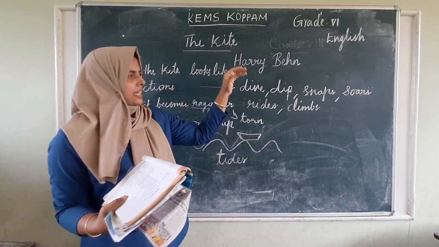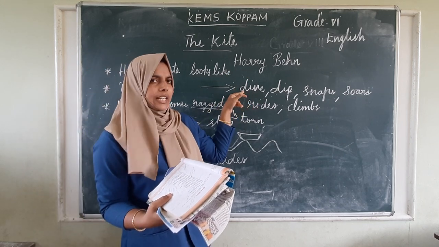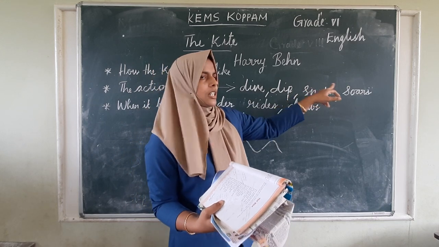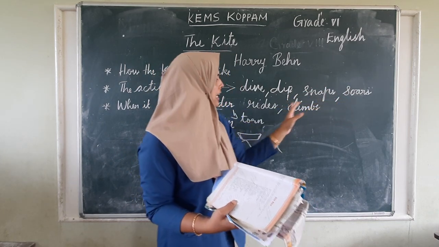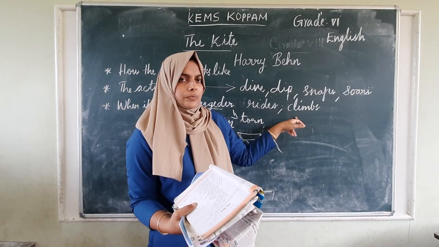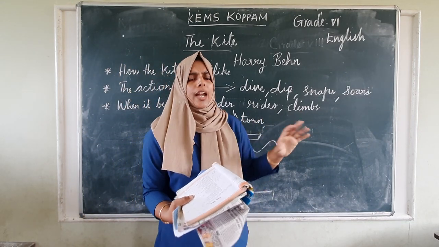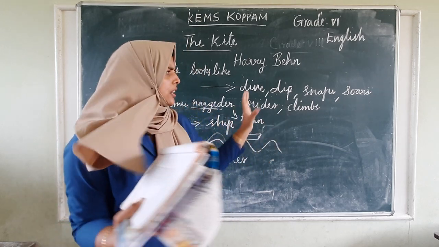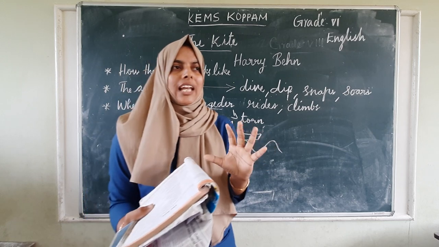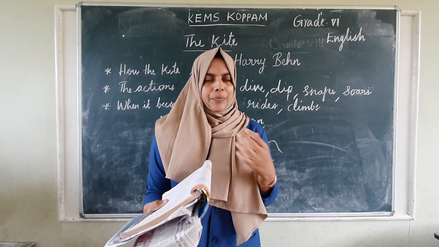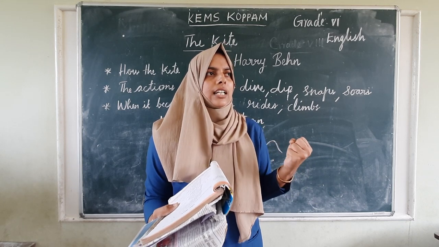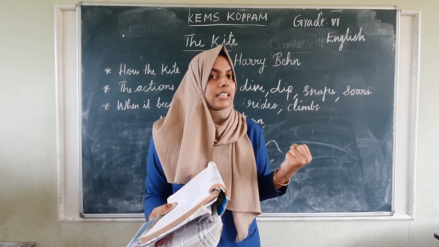It soars high up in the sky, and it takes a dive, and it takes a dip, then it snaps its tail, then it again soars up in the sky, then it rides with the wind, and then it climbs up the hill. So it is doing many actions. After these actions, this kite is actually tired of flying. So what happened? It becomes ragged. It has torn. Now the condition of the kite is that it is torn.